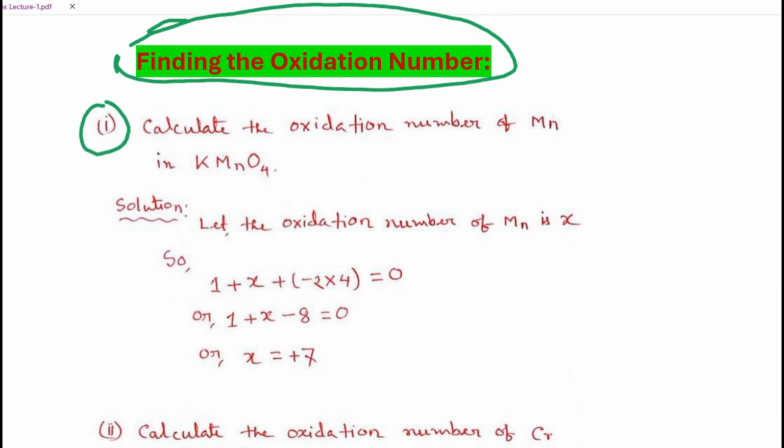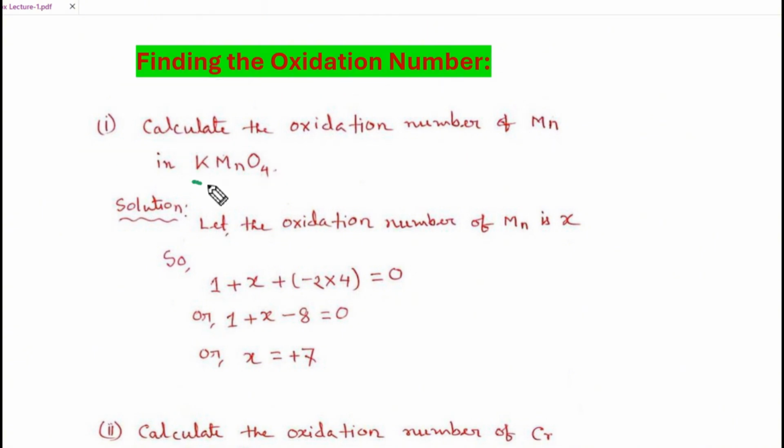Number 1, calculate the oxidation number of manganese in KMnO4. So in KMnO4, what is the oxidation number of manganese? You don't know it, you will calculate. So at first you let the oxidation number of manganese be X.